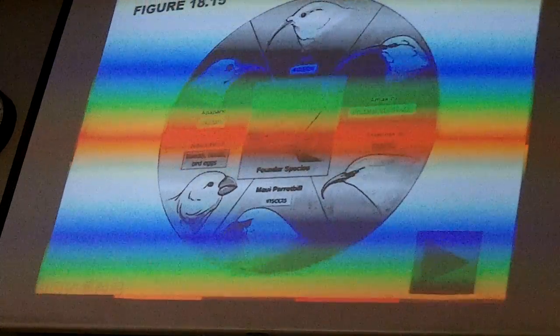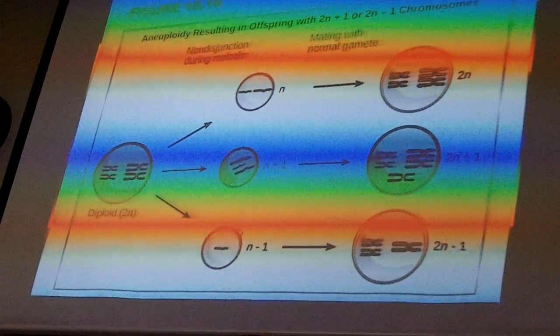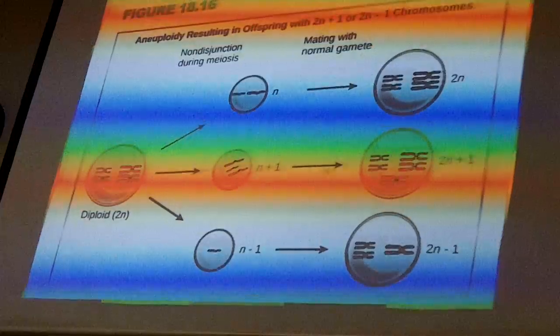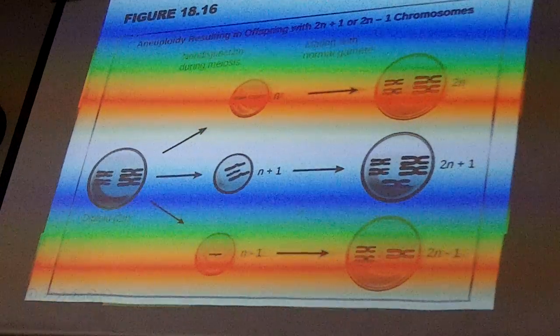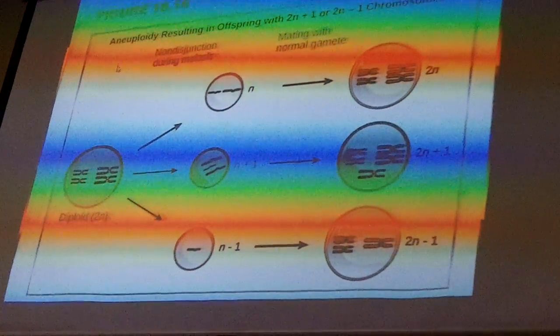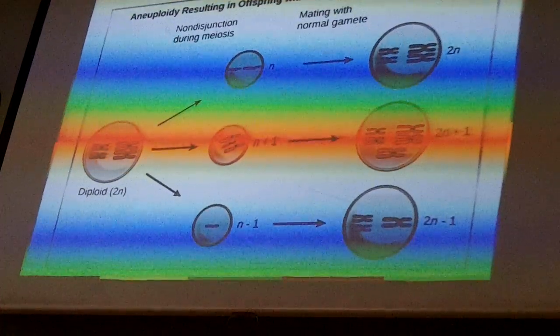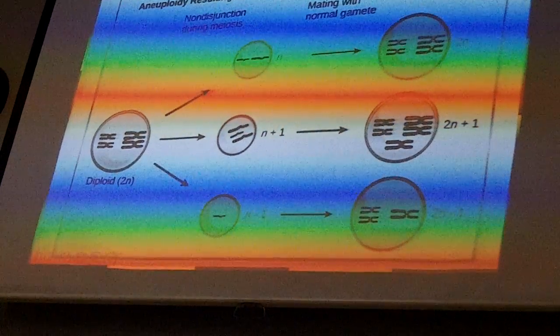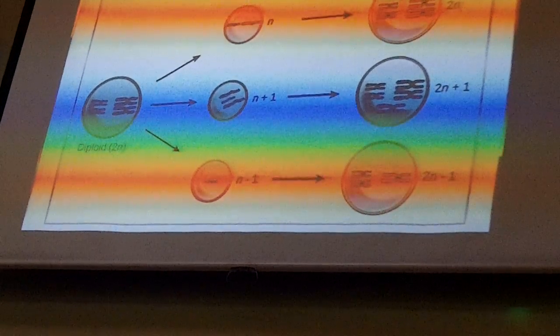One way it's common to form a new species is by mistakes in the chromosome numbers. Now, aneuploidy is a word that means too many chromosomes or too few chromosomes. Can you say aneuploidy? Aneuploidy. It's fun to say, isn't it? Aneuploidy.